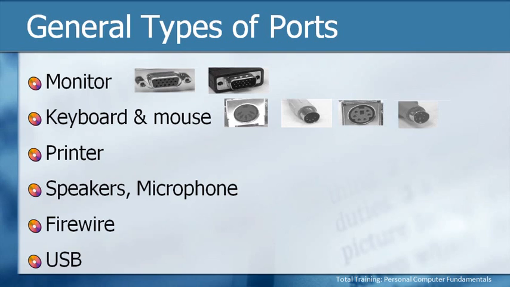These are examples of keyboard and mouse ports. Keyboard on the left, mouse on the right. They look very similar, but again, they are slightly different. And if you ever plug your keyboard into the mouse port, you'll know because they just don't work right.